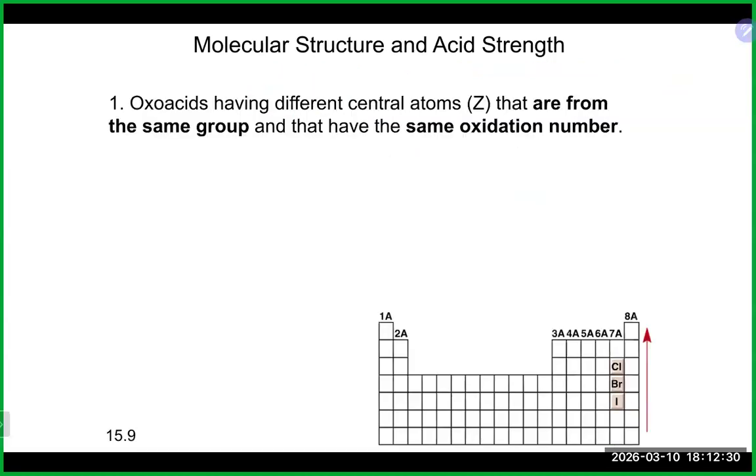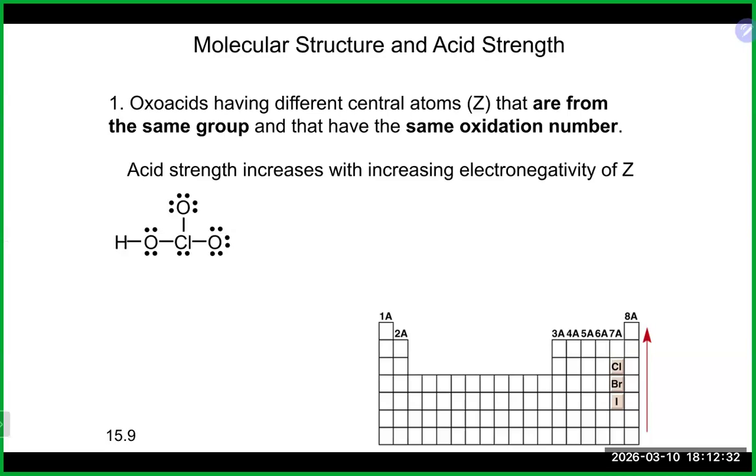So let's take a look at when we would look at which one. Let's say we were looking at each of these acids here, HClO3, the chloric acid, and HBrO3, which is bromic acid. Now, in this particular case, the oxyacids have different central atoms, but they are from the same group, and they actually have the same oxidation number.